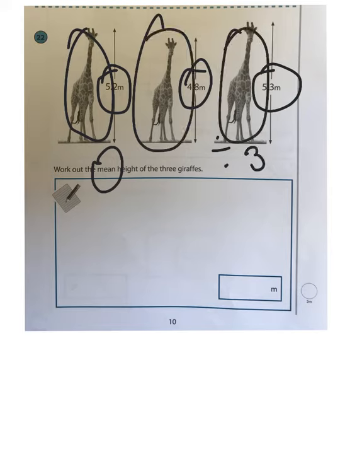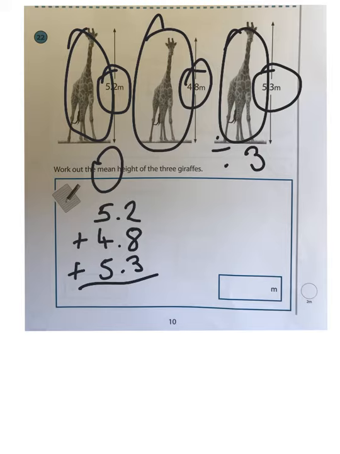3. So it is 5.2 add 4.8 add 5.3. So we're going to add up the 10th column first. 2 add 8 add 3. 13. Carry the 1 over. 5 add 4 add 5 add 1. 15. So that's the total. 15.3 meters. Now we need to divide it by 3.